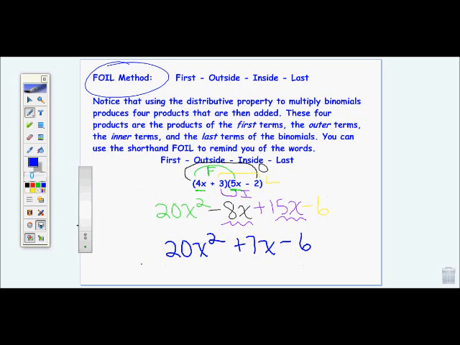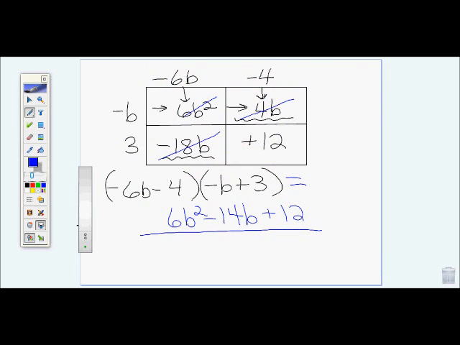The FOIL method is first, outside, inside, last. And I'll tell you, this is the way that they'll tell you most in high school. Even if you ask your parents, they'll remember that a little bit. And then if you're more visual, you'll do it this way, but hopefully you can see the relationship: you're taking the first ones and multiplying them together, this would actually be your insides and your outsides, and then you're taking your last term here and here.